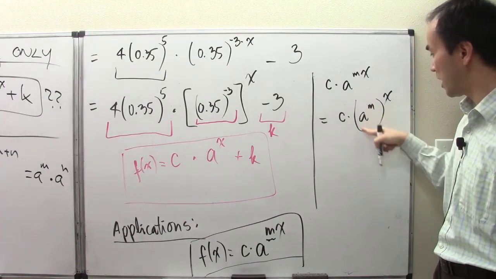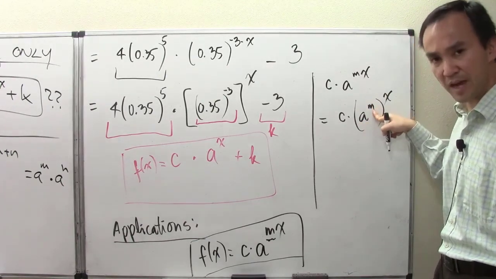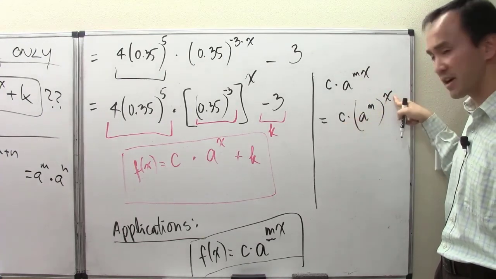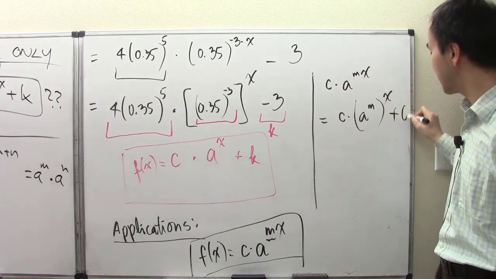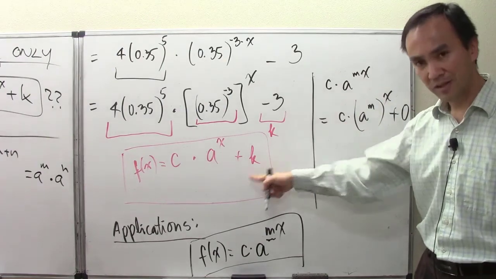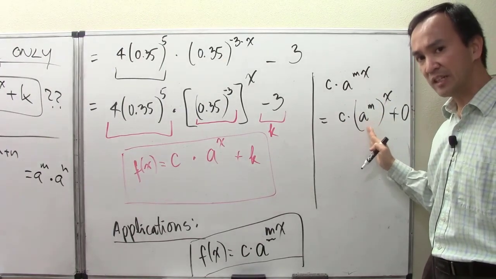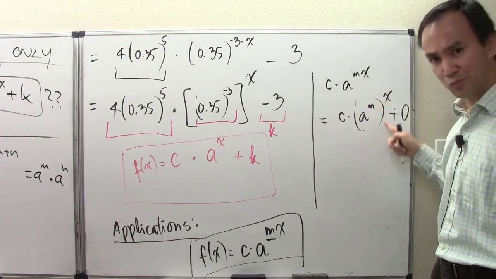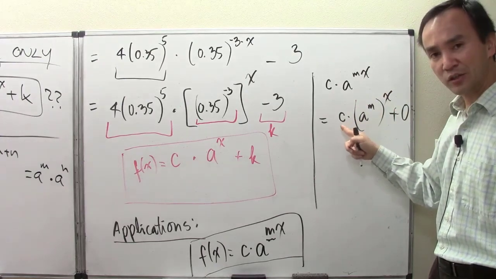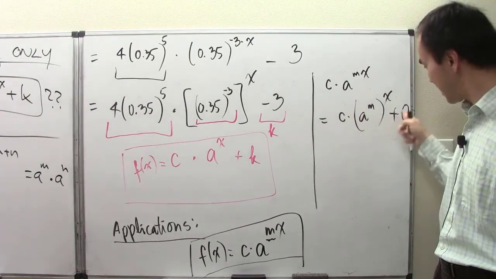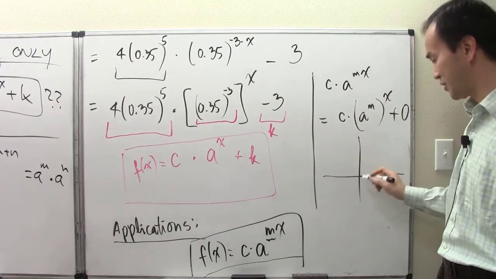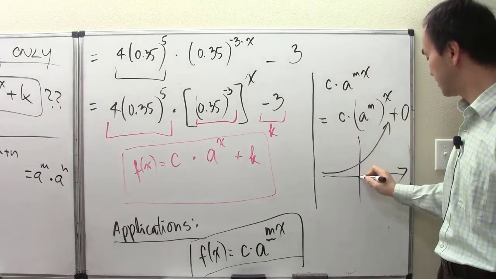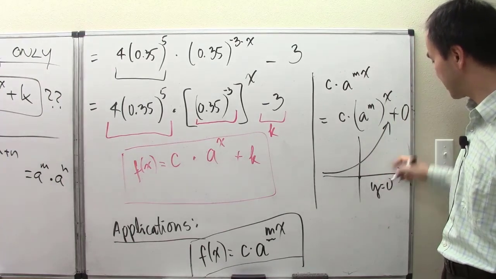See, this is one base here. A to the m is the base raised to an x. So now we're in that form, c times a coefficient times an ordinary exponential function plus constant k 0. Now we're back to that form where we can easily identify the y-intercept and horizontal asymptote right out from this. So anything like this will easily come out with horizontal asymptote being the line y equals 0 already, because k is 0.